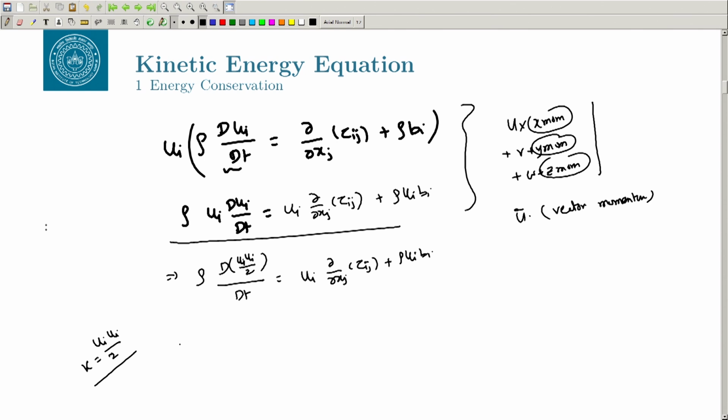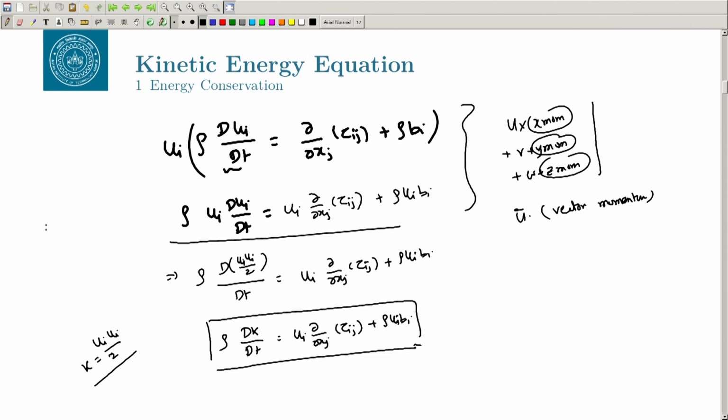Okay. So, you can write rho dk/dt is equal to u_i ∂/∂x_j of tau_ij plus rho u_i b_i, right. So, this is basically the kinetic energy expression. This is the kinetic energy equation.